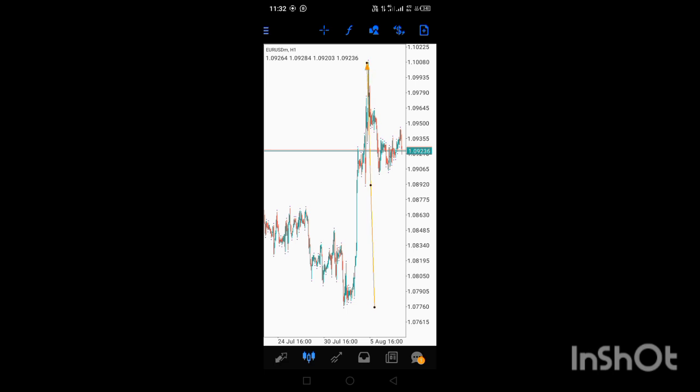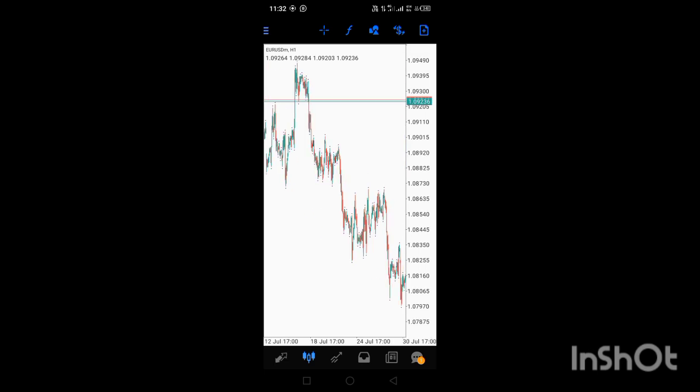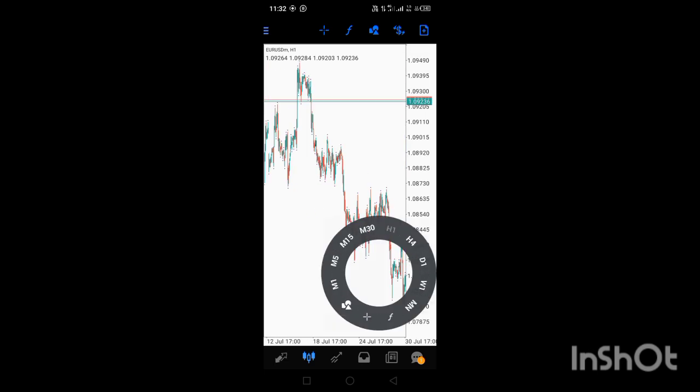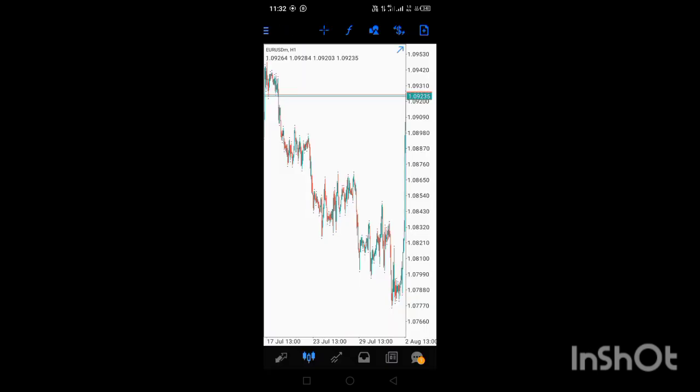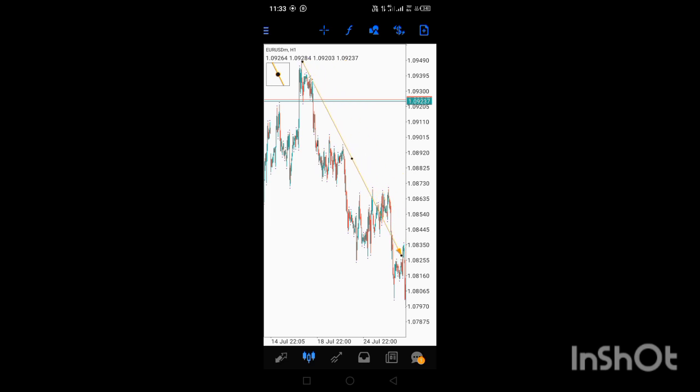When you are buying, your stop loss is below. When you're selling, your stop loss is above. I told you that the market moves, it sells and it buys. When it's selling like this, your stop loss should be above here. Then your take profit should be below. Your stop loss should be above when you're selling, and your take profit should be below when you're selling.